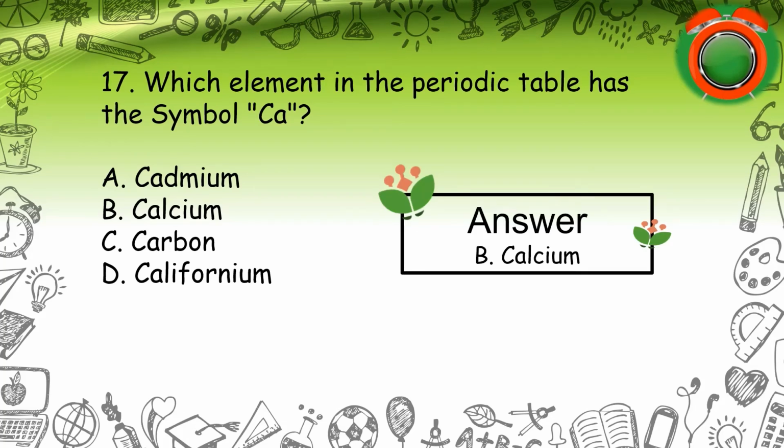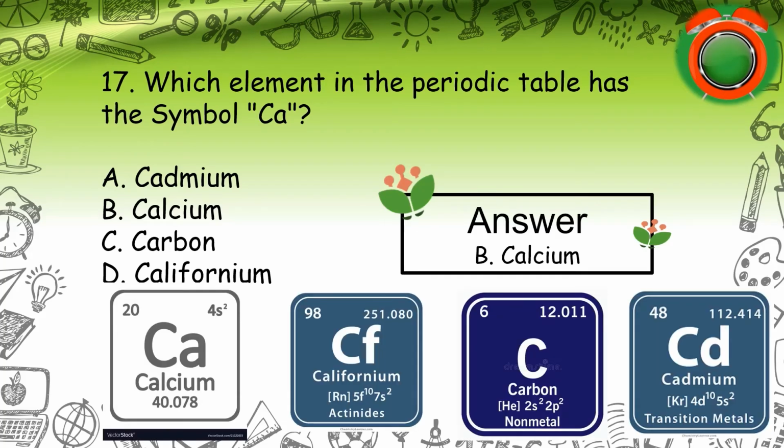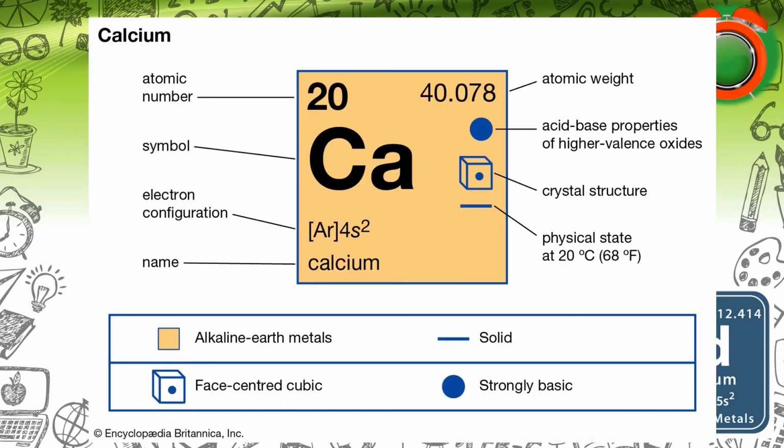The correct answer is B. Calcium. In the periodic table, you will see that calcium has the symbol Ca, californium has Cf, carbon is C, and cadmium is Cd. For additional information, if you see something like this, then you should know that if this is the symbol for calcium in here, Ca, the number that you see here at its top is the atomic number. Here is the atomic weight, and then this one is the electron configuration, and you see the name down here.